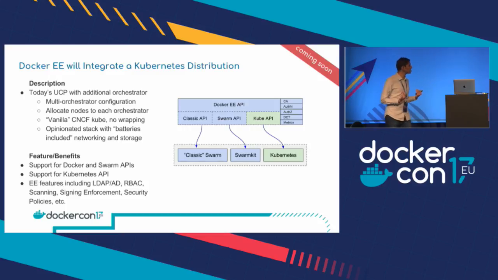From a features benefit standpoint, there's support for the Docker and Swarm API. There's support for the Kube API. So all your existing apps continue to run. You can build new Swarm apps. You can build new Kube apps. And like I mentioned before, the EE features like LDAP Active Directory, access control, the 3 S's, all of those work directly across every orchestrator in the platform.